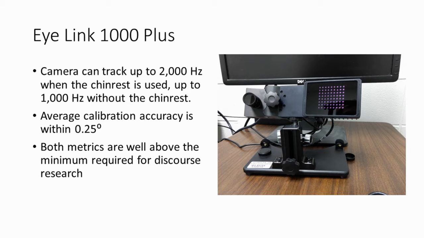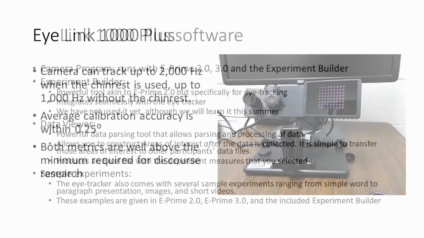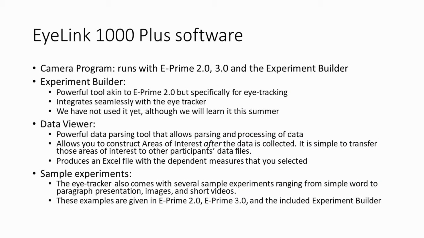I'm not sure about image research that deals with image presentation, but I know with discourse, the commonly accepted minimum value is 60 hertz, and an average calibration accuracy of half a degree. So you can see this eye tracker is very powerful and is well above these minimum requirements. It did come with some useful software. Of course, there's the camera program. It runs with most script files outside of Experiment Builder.